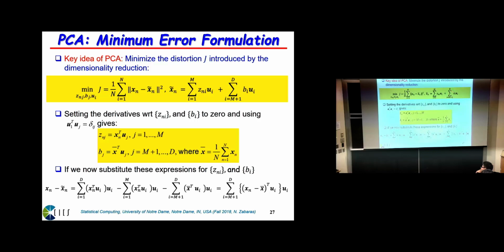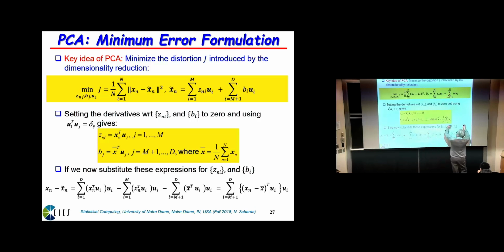And then, maybe, if you've not seen this before, this is a little bit new. It comes out that these coefficients that don't depend on n are nothing else but the projection onto the vectors u of the subspace of the mean. That's why they're independent of n. So you take the mean of the points and you project it. And you remember this summation here is from M plus 1 to D, so these are all the vectors orthogonal to the subspace. So the b_j's are x mean transpose u_j from M plus 1 to D, where x again is the sample mean.